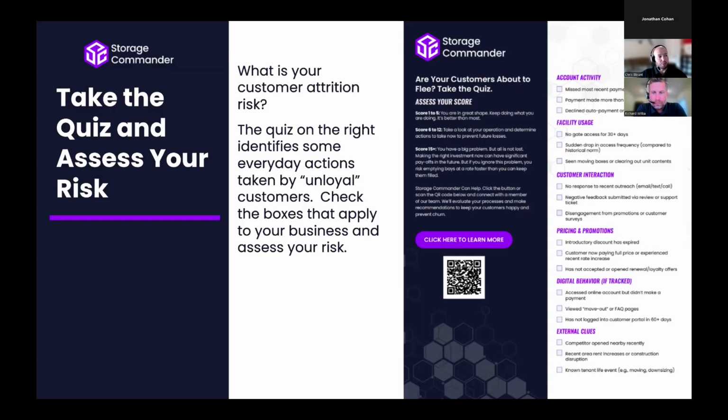If you score 6 to 12, it might be time to take a look at your operation and see what little tweaks and changes we can make to help prevent future losses. And then if you do score higher than 15, we are available, Richard and myself, to sit down with you and talk to you about SC Navigator and the products that we have to see if we can help get you back on track, or using some of the tools that we talked about today to just help drive customer retention and customer satisfaction.